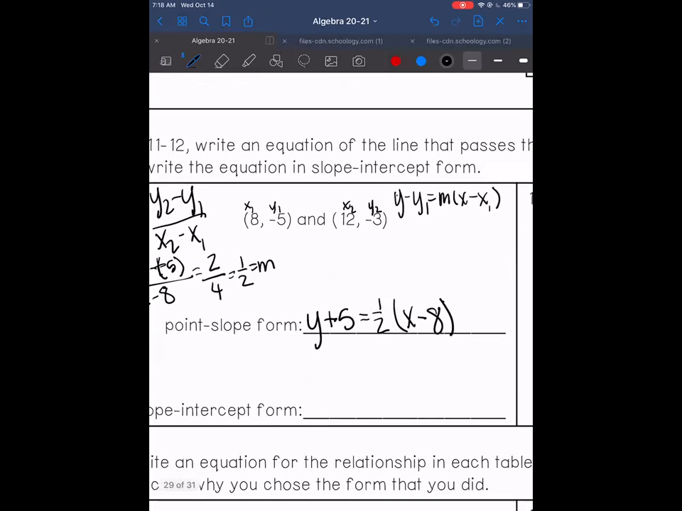Now let's convert that into slope intercept form. First thing I need to do is distribute my slope. It's 1/2 x minus, and 8 divided by 2, or 1/2 of 8, is 4, equals y plus 5. So I need to subtract 5 to get it to the other side, and I have to do it to both sides. That cancels out. So y equals 1/2 x minus 9.